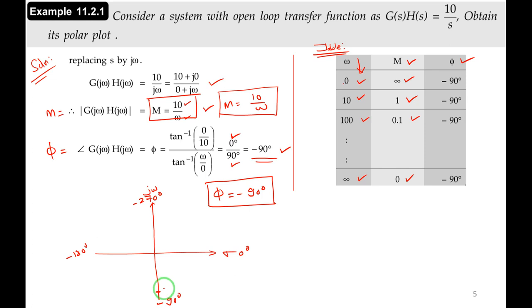So what is this? At omega equal to 0, what is the angle? Minus 90 degree. What is the magnitude? Infinity, right? We have marked it here.